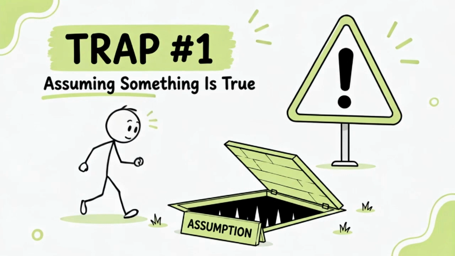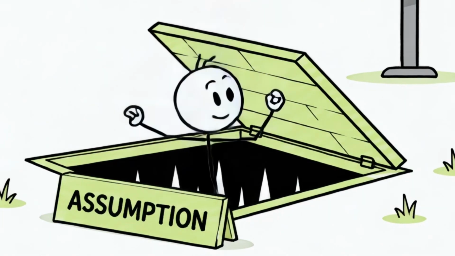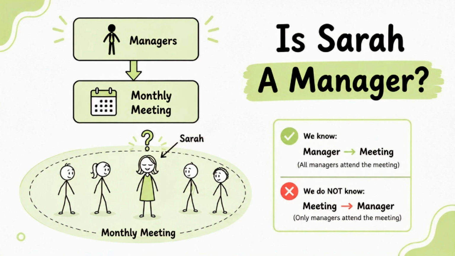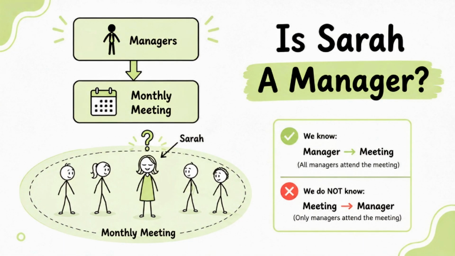Assuming something is true. This is the biggest trap in SHL deductive reasoning. Imagine you read, all managers attend the monthly meeting. Then you're asked, Sarah attends the monthly meeting. Can we conclude that Sarah is a manager? Many people immediately think, well, managers attend the meeting, so Sarah must be a manager. Wrong. The statement never says only managers attend the meeting.